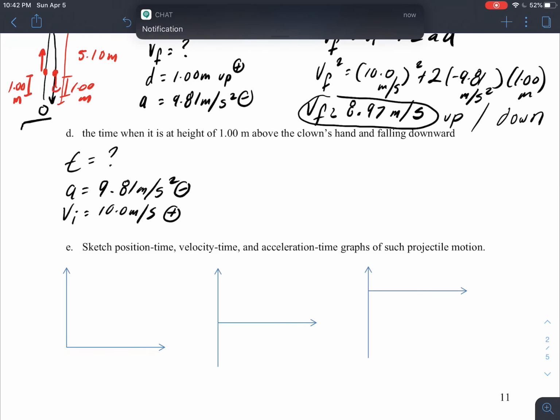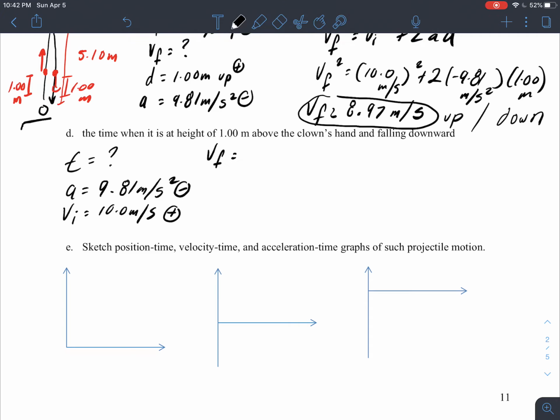And I know I said we're going to try to avoid using calculated values, but in this section we can't. We do have to use the velocity that we solved for in the previous question. So this is approximately 8.97 meters per second, and this is specifically when the ball is going downwards. So this value is going to be negative.